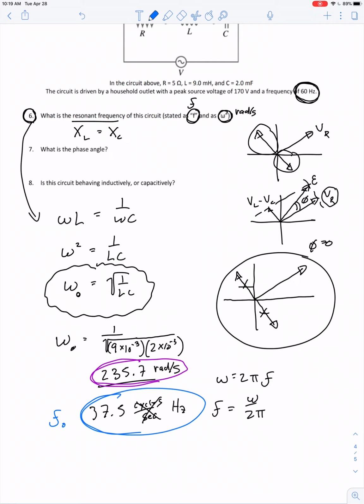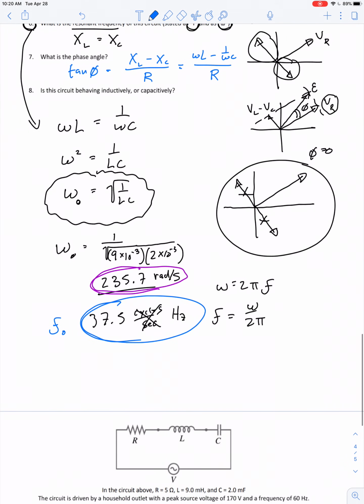Let's find the phase angle. Phase angle can be found from the formula tangent theta is equal to inductive reactance minus capacitive reactance divided by resistance, or if we want to be exact, omega L minus 1 over omega C divided by R. So let's compute that down below.